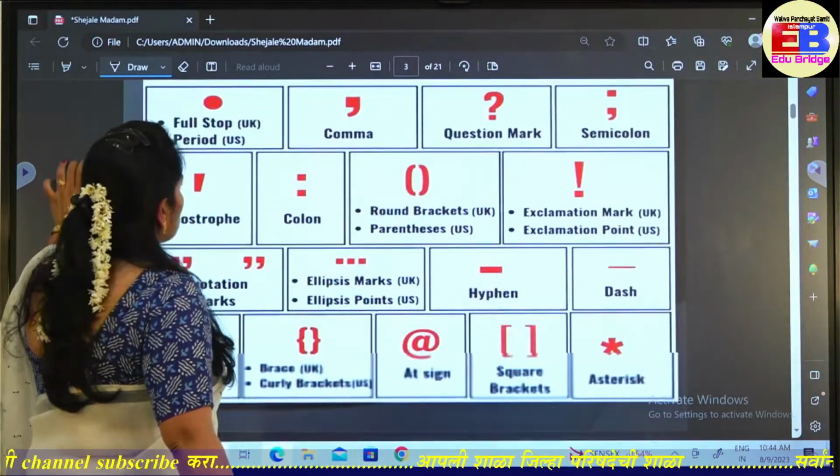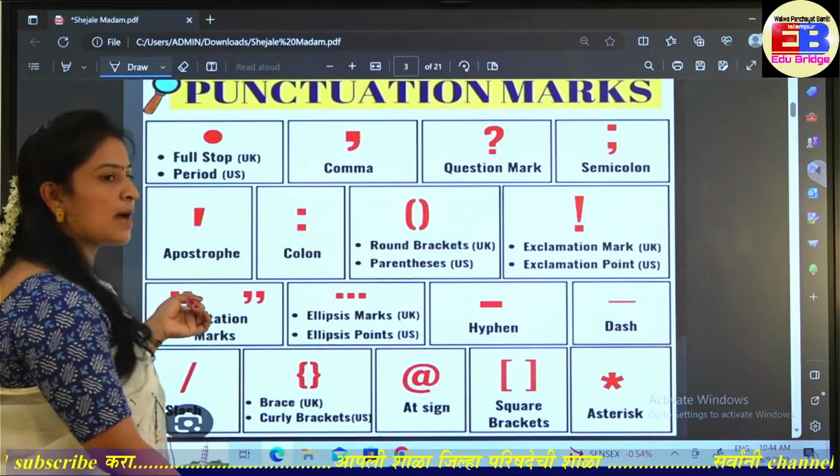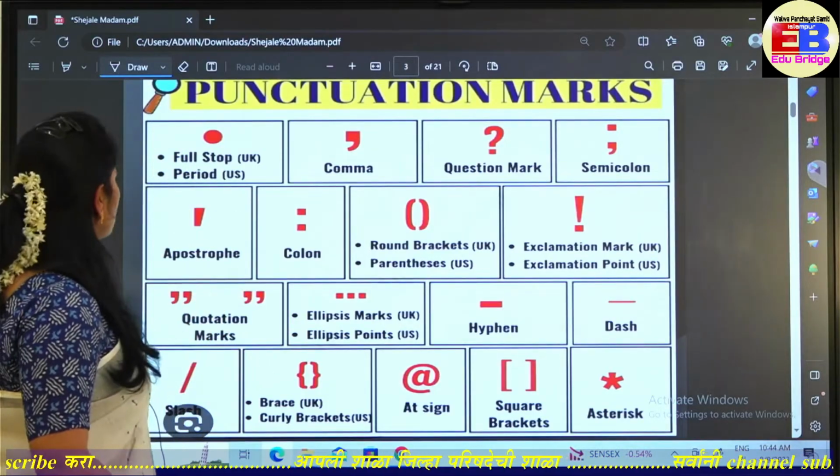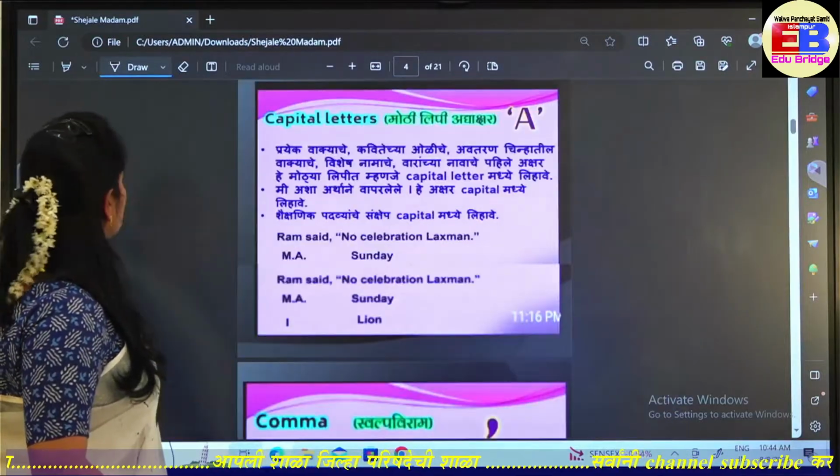So these are the punctuation marks on the screen. There are 16 punctuation marks, out of which we are going to learn only 6. The first one is capital letters.